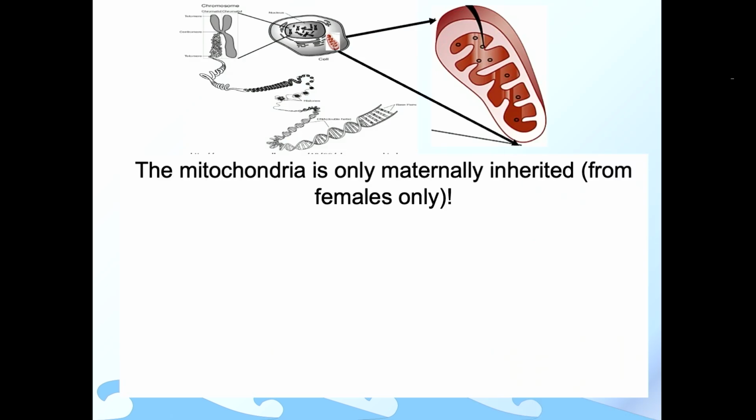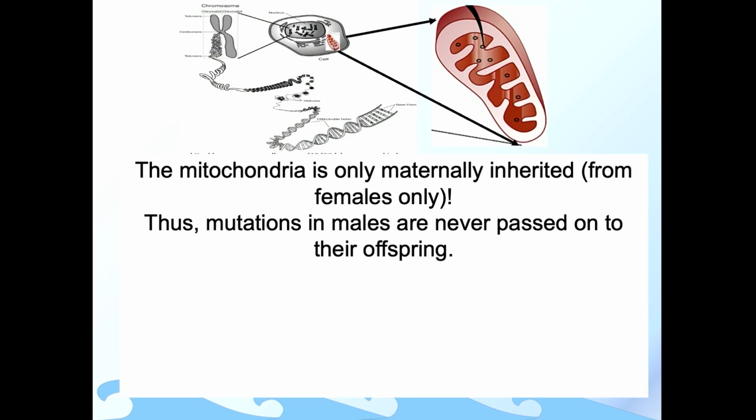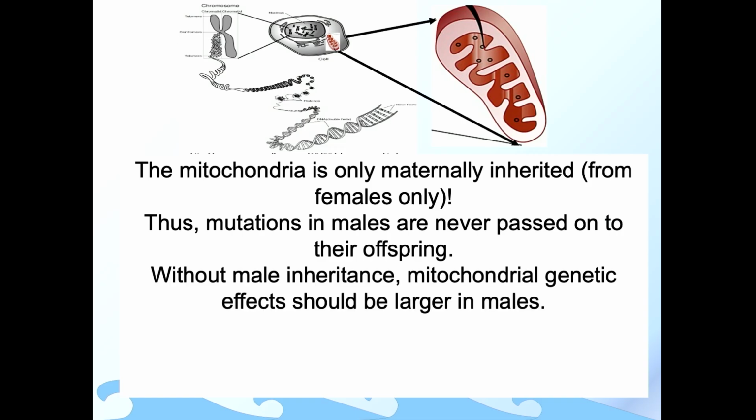So, what do we have? The mitochondria is only maternally inherited. Females only pass it on. Thus, mutations in males are never passed on. If I have a bad mitochondrial genome, my children never see it. Because they never see it, what we expect is larger effects in males than in females. Because my mitochondria is never inherited by my children, I can have mutations. Sorry, one of my children who don't have my mitochondria. It's so unfair.